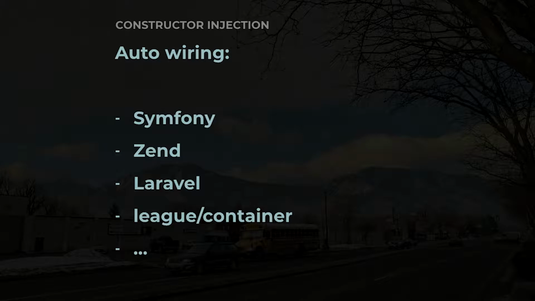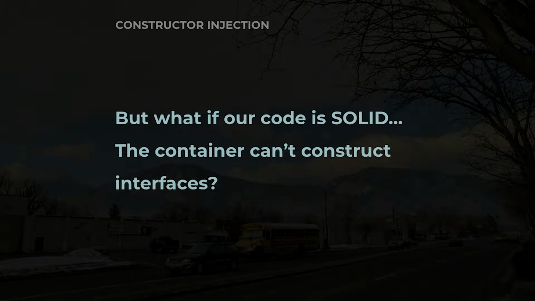This feature is built into the Symfony DI container, Zend, Laravel, League container. You just name it. Most of them have it. So it's going to use reflection recursively. So if the mailer has some more dependencies, it's going to look for those dependencies and try to resolve those first. If something in the dependency graph is not resolvable, it's going to throw you some exception.